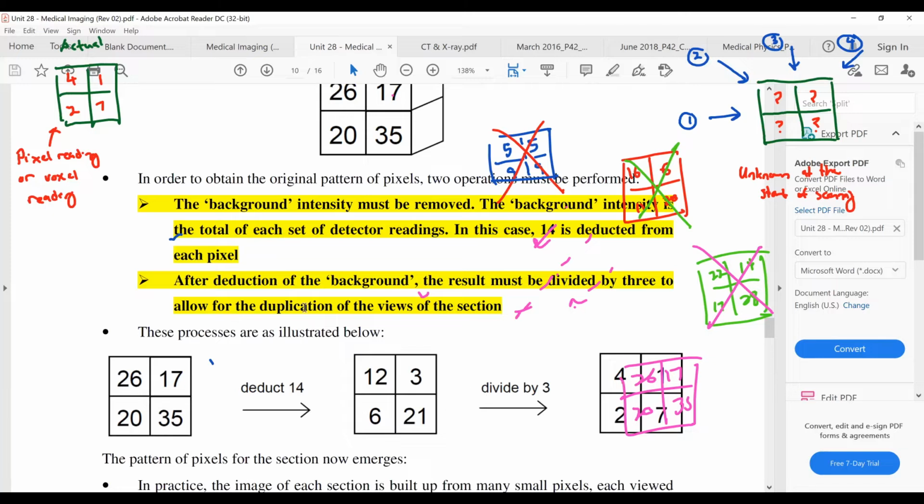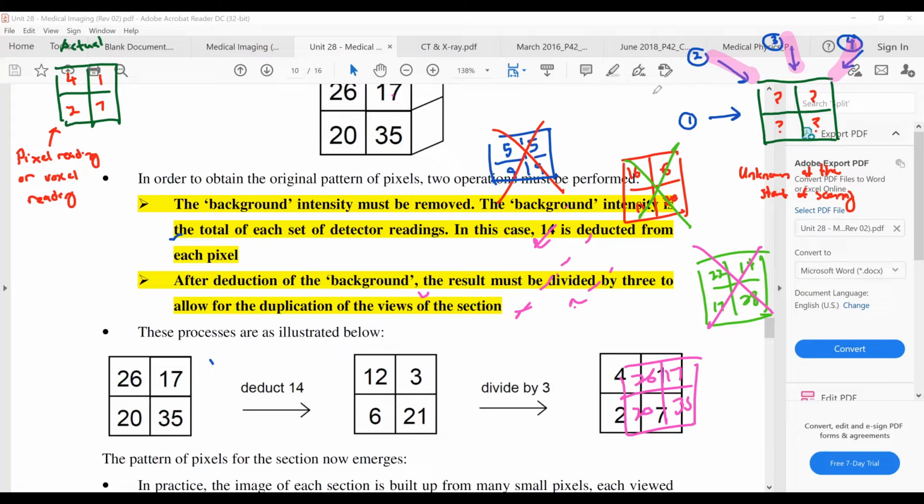Then after that, the last step I would need to do is that I need to divide whatever values I have here by 3. Why do I divide by 3? Because I actually scan an additional 3 times. 1, 2, 3. There's an extra 3 times I scan.